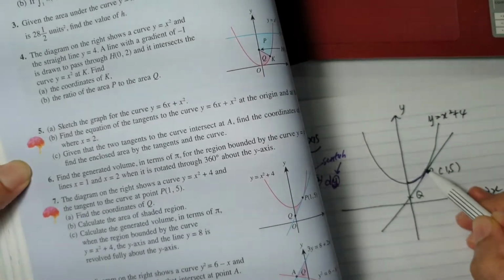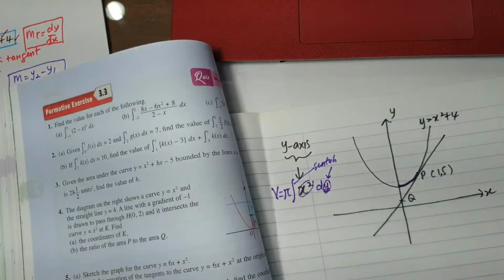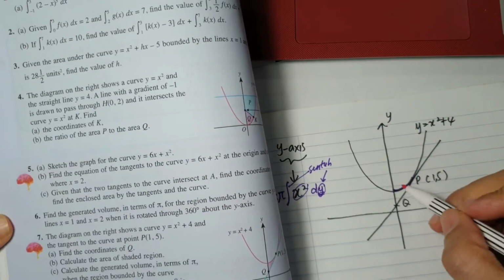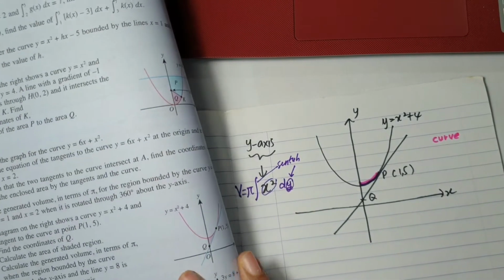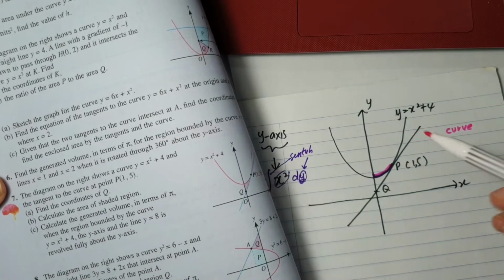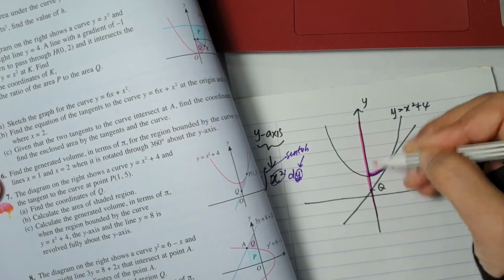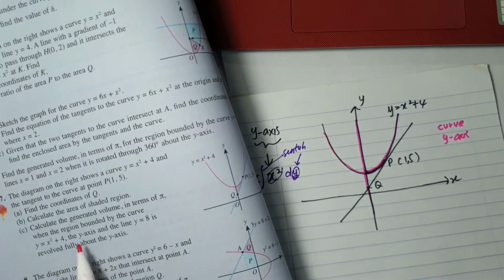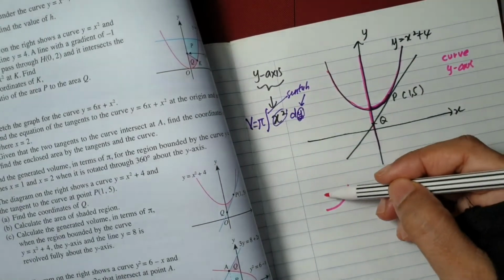So this is the curve. Let's use pink color. Bounded by the curve, y equals x squared plus 4. The y-axis, this one. This is your y-axis. So this is your curve. This is your y-axis. Okay, lagi sekali. The curve, and then the y-axis.